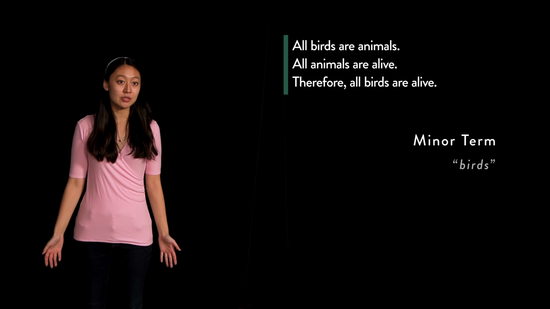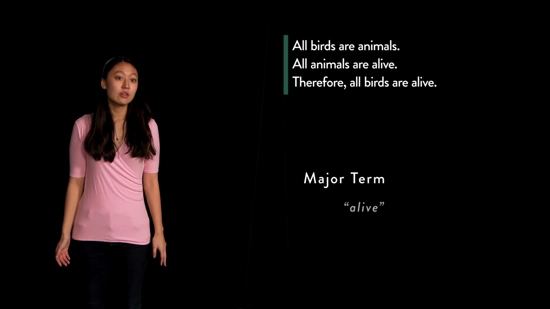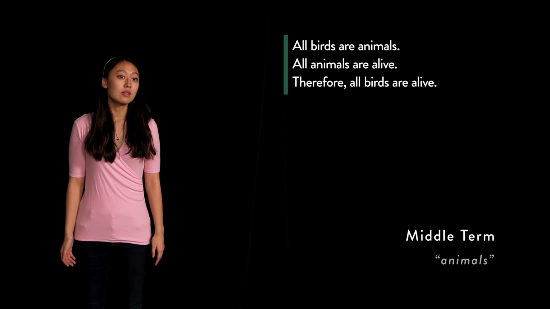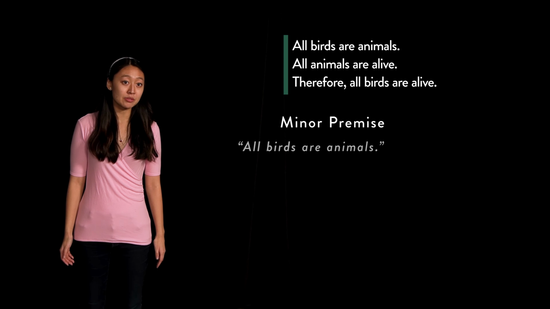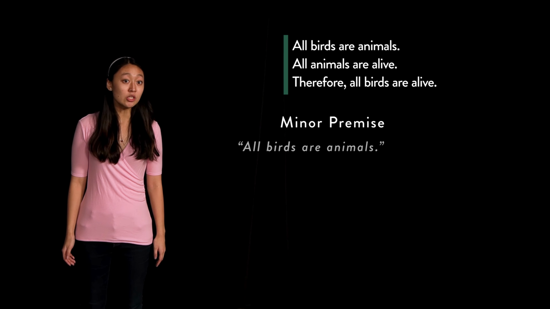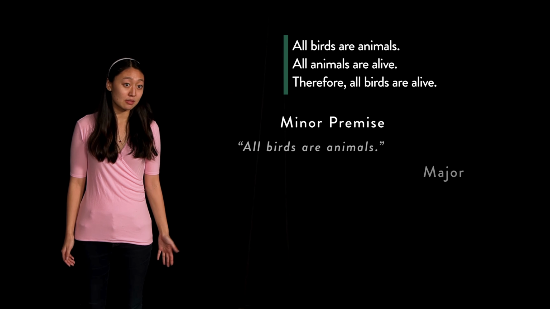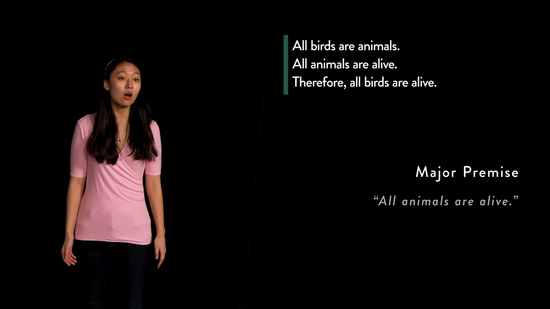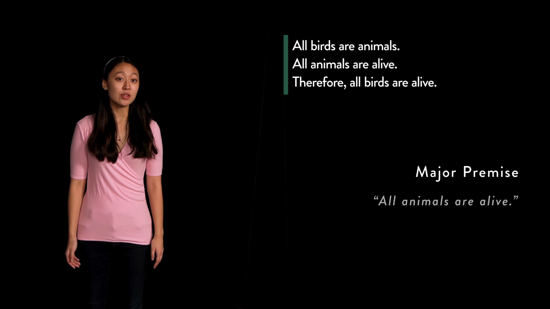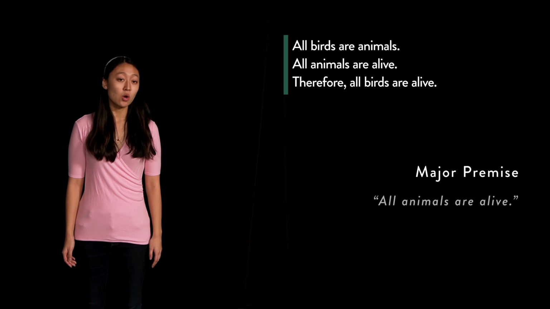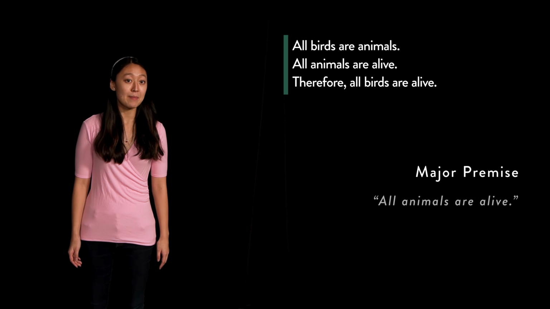The minor term is birds. The major term is alive. The middle term is animal. The minor premise is all birds are animals. Note that this is the second premise of the syllogism, whereas in the original example, the minor premise was the first premise. The major premise is all animals are alive. Note that this is the first premise of the syllogism, whereas in the original example, the major premise was the second premise.